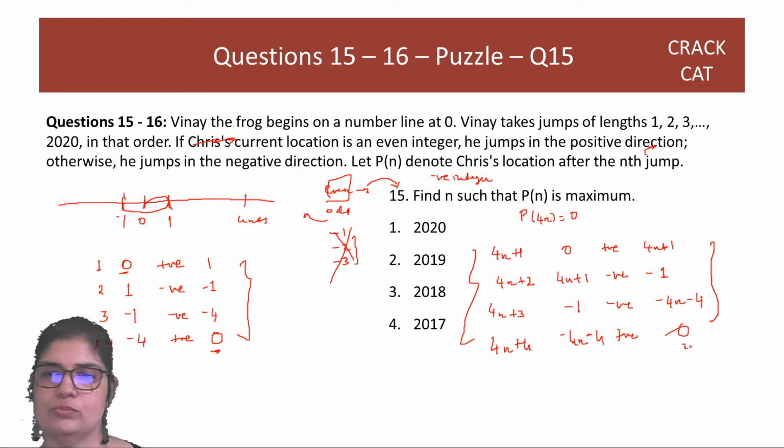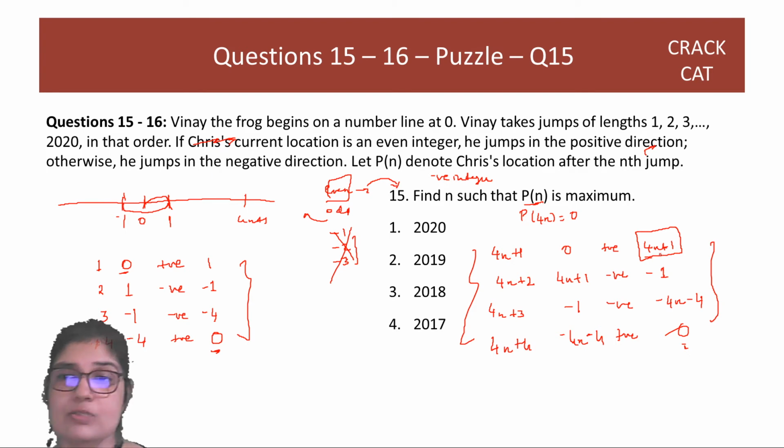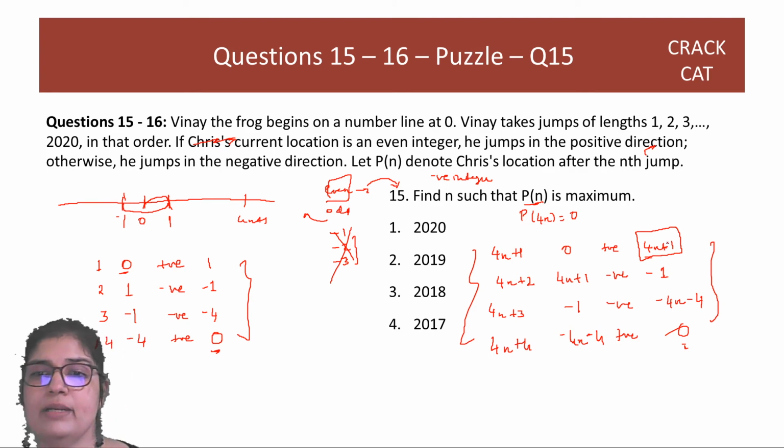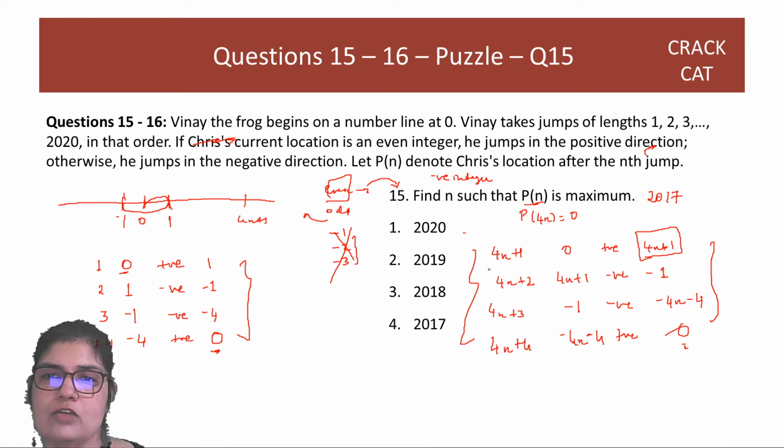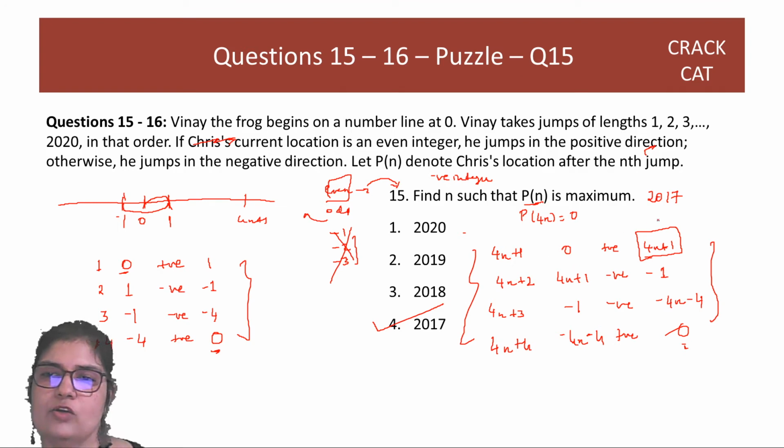So when is Pn maximum? Maximum means we need to look for a positive number, so the maximum will be at 4n plus 1. This is the only time you're on the positive side of the axis, otherwise you're always on the negative side. So for 2020, 4n plus 1 is actually 2017. So the maximum is at 2017.